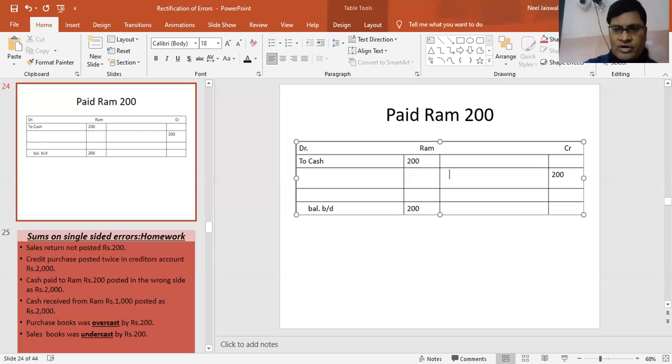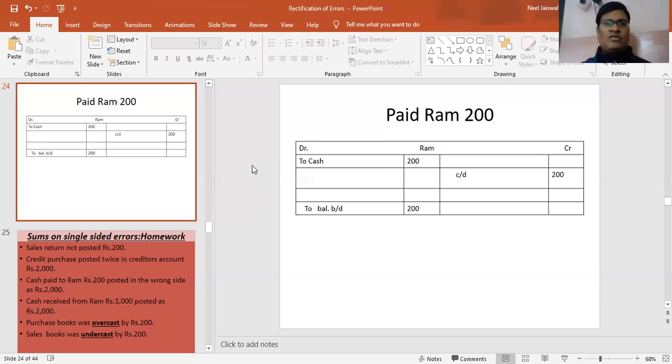So because you have recorded on the wrong side, ultimately I have to bring the balance correct. If you would have done paid RAM the correct way, you would still have got a debit balance in the RAM account, balance brought down 200. That is the correct way. But because of the error, as I have told you earlier, then also you are getting 200 as the balance only. Okay, so these were my errors.